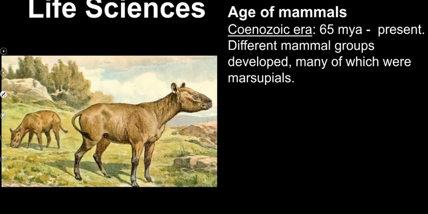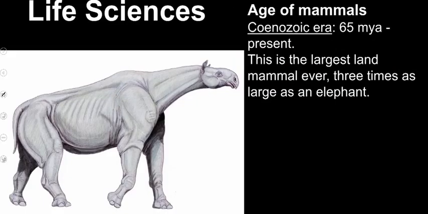Throughout the continents, different mammal groups developed, and most of those mammals were marsupials, which means they feed their babies milk, but the baby develops in the pouch and not inside the body. Some of them looked a bit like primitive types of horses. Then we also find the largest land mammal ever, 3 times as big as an elephant. And they didn't have to worry because nothing much ever tried to eat them.